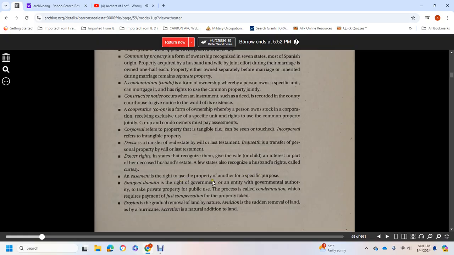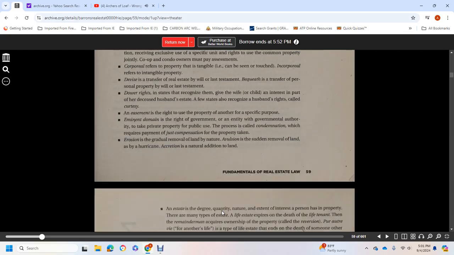Eminent domain is the right of the government, the authority given to the government, to take private property for public use. The process is called condemnation. Condemnation requires payment of just compensation for the property taken. Erosion, gradual removal of land by nature. Avulsion is the sudden removal of land by a hurricane. Accretion is the natural addition to the land.